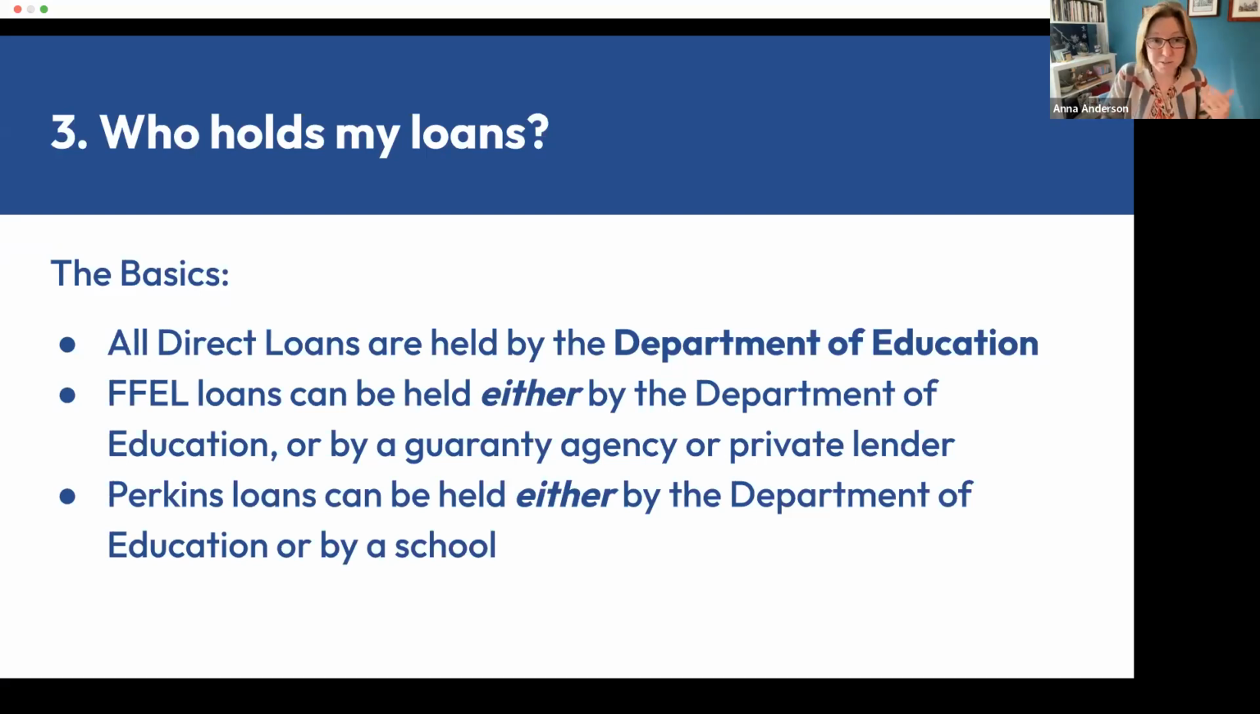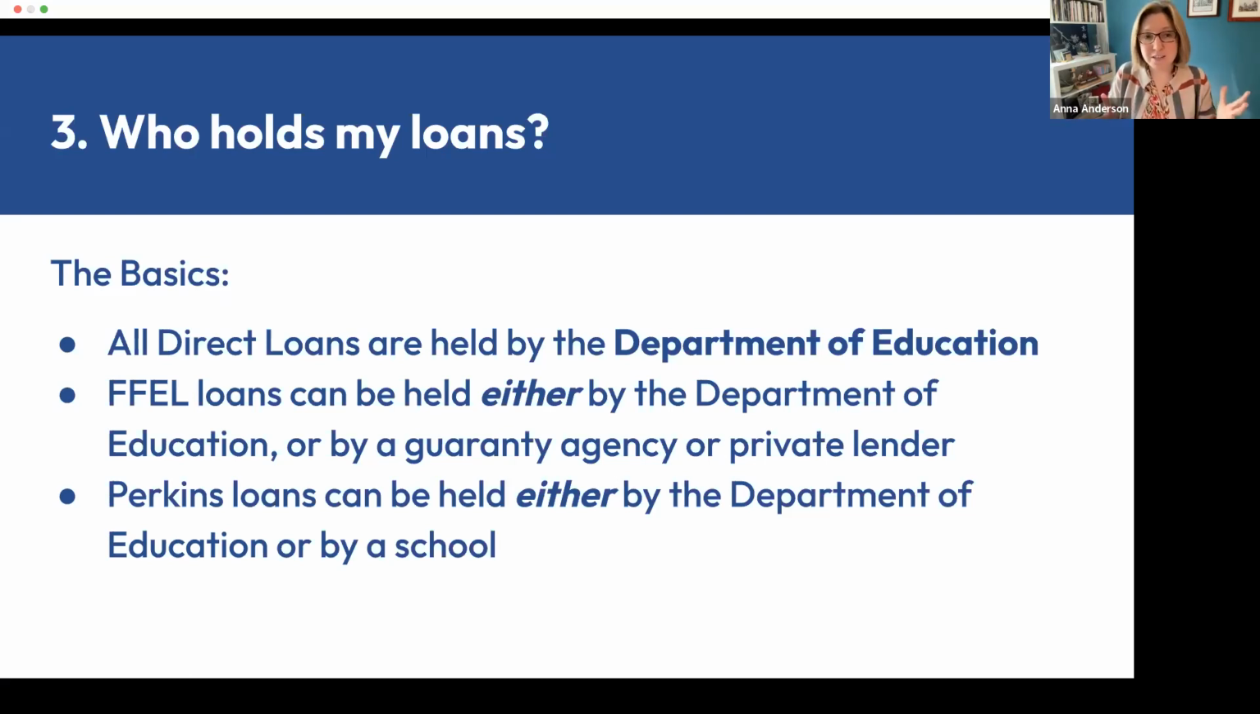These are older types of federal student loans, but they can be held also either by the Department of Education or by a school. So these are loans that were initially given out by schools directly. So if you have a loan that is held by a school, a college or university, it is likely that it is a Perkins loan.